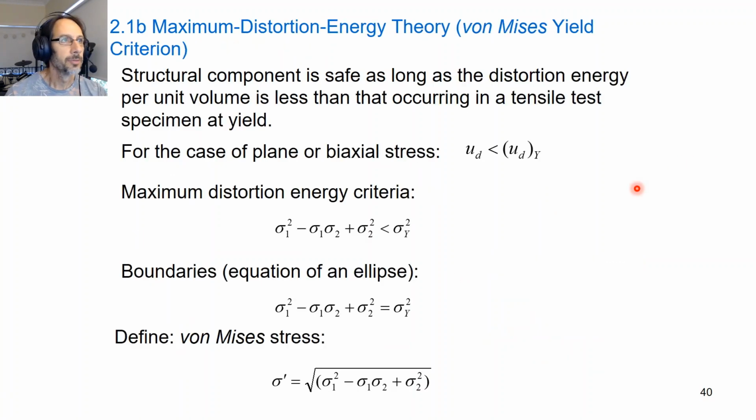Okay, let's move on. So the next yield criterion is the maximum distortion energy theory, or the von Mises yield criterion.